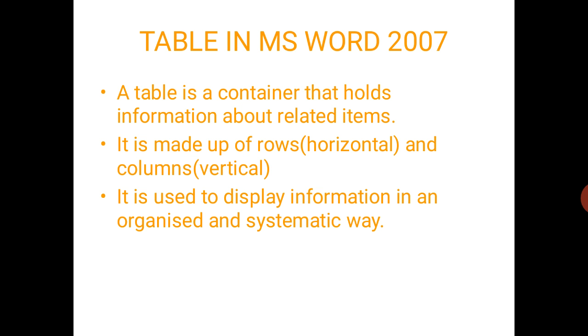A table is a container that holds information about related items. It is made up of rows and columns. The vertical data is called column and the horizontal data is called row. It is used to display information in an organized and systematic way.